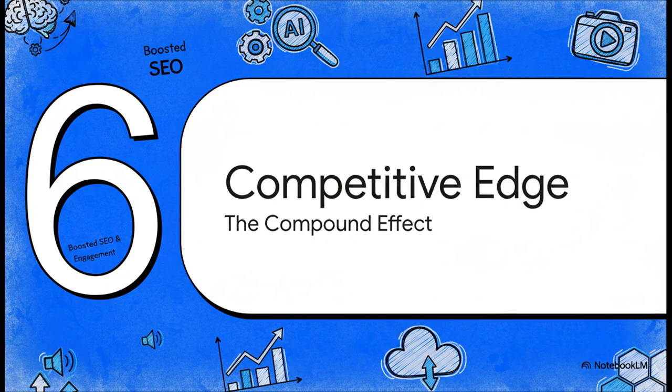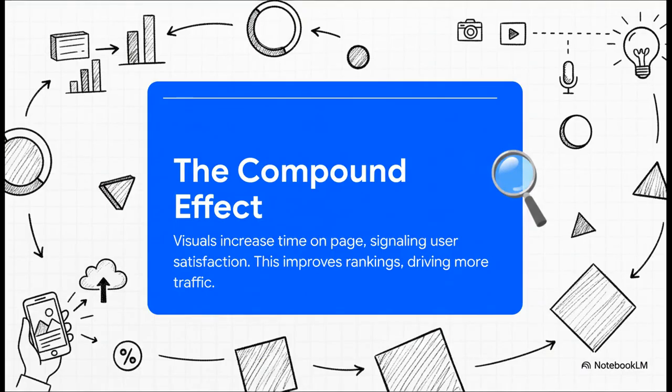So let's say you put this plan into motion, and you're carefully avoiding all those pitfalls. What's the real long-term payoff? Well, this brings us to the ultimate competitive edge, something really powerful that most people overlook. It's called the compound effect. Here's how it works. It's pretty simple.